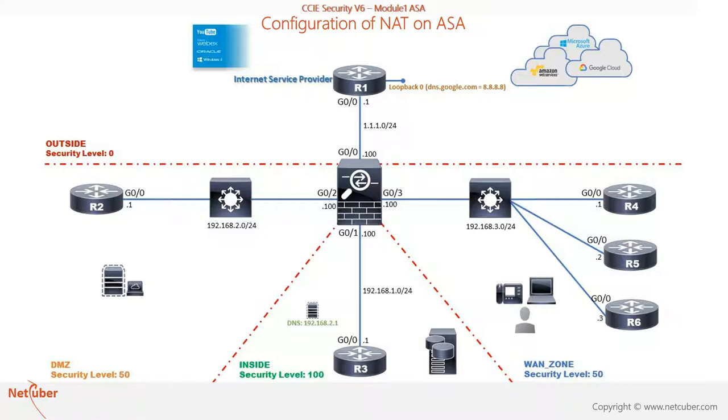Here is our topology with 6 routers, 1 ASA, and 2 switches. We have security zones defined: outside with security level 0, DMZ and WAN zone with security level of 50, inside with 100. R1 is sitting on Internet Service Provider. We have a default route configured from R2, R3, R4, R5 and R6 towards ASA, and ASA is having a default route to R1.